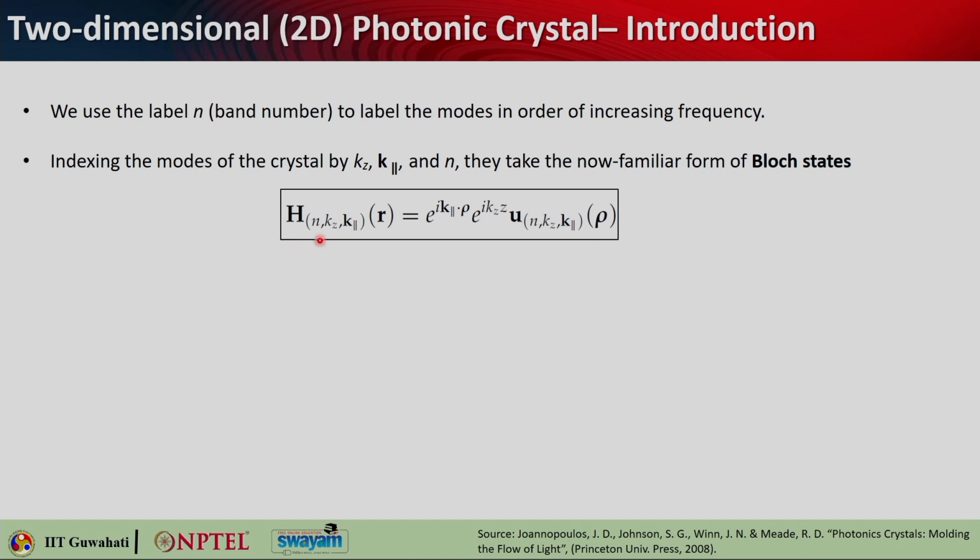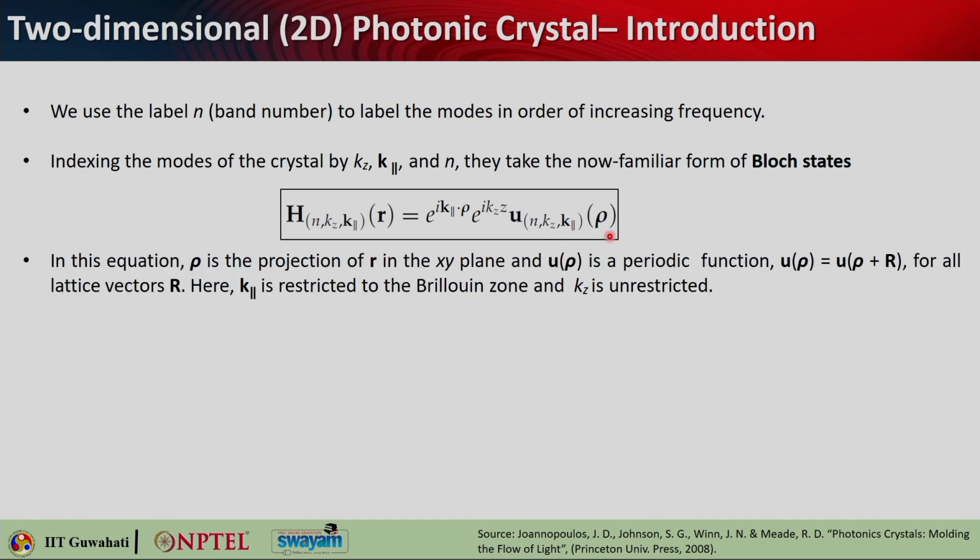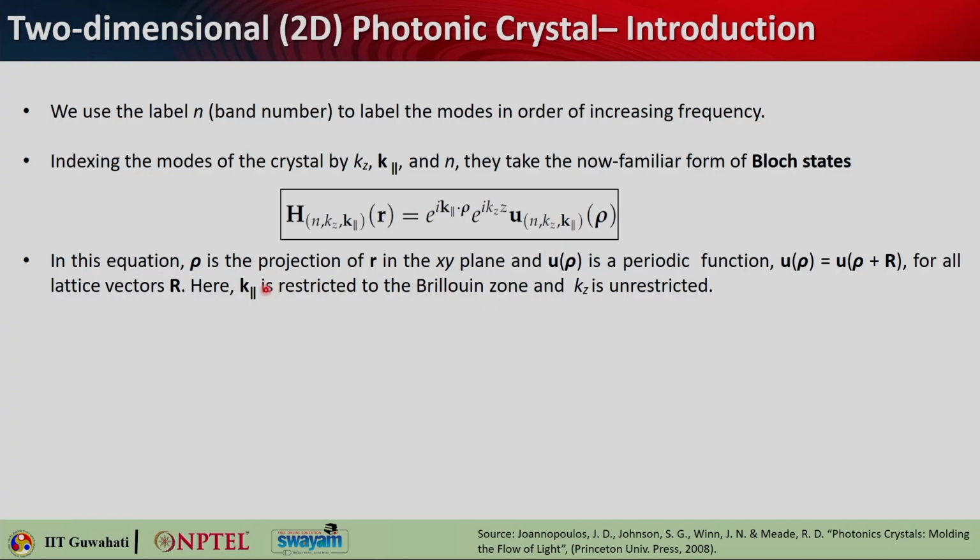So, you can write H_n,kz,k‖ as a function of r, that can be written as e^(i k‖·ρ) e^(i kz z), then the amplitude u_n,kz,k‖ as a function of ρ. So, what is ρ here? This is basically the projection of r in the xy plane. So, if you take the projection of r, which is any vector, on the xy plane, you will get ρ.